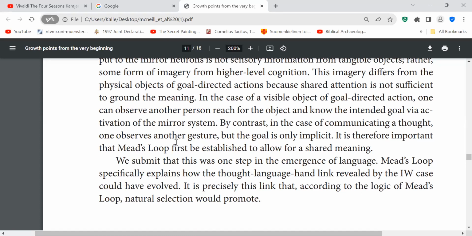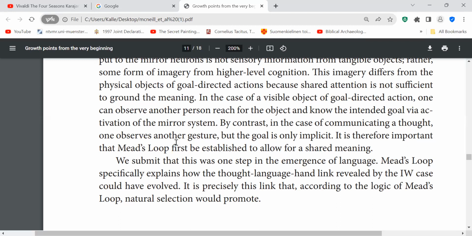In the case of a visible object of goal-directed action, one can observe another person reach for the object and know the intended goal via activation of the mirror system in you. By contrast, in the case of communicating a thought, one observes another gesture, but the goal is only implicit.